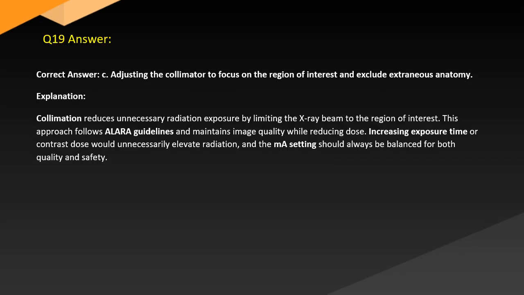Answer. Correct answer: C. Adjusting the collimator to focus on the region of interest and exclude extraneous anatomy. Explanation. Collimation reduces unnecessary radiation exposure by limiting the X-ray beam to the region of interest. This approach follows ALARA guidelines and maintains image quality while reducing dose. Increasing exposure time or contrast dose would unnecessarily elevate radiation, and the setting should always be balanced for quality and safety.